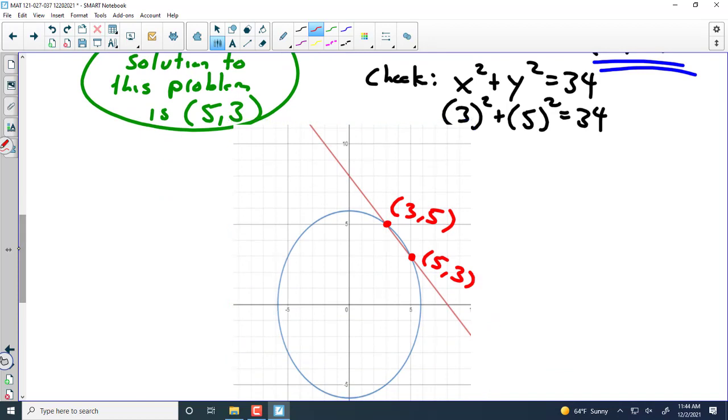Everyone kind of understand what we're doing in this section? We're going to try and find places where 2 functions intersect. One of them might not be a line, so we got to make sure that we look for multiple places.